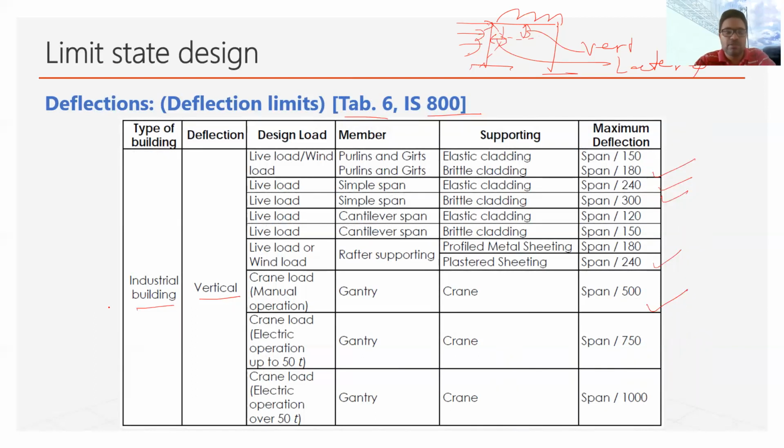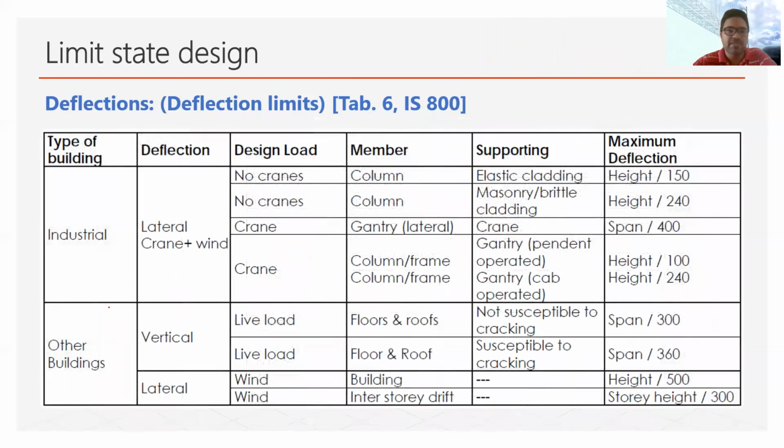Okay. So in an industrial building, for vertical deflection, these are the limits. In case of an industrial building subjected to lateral deflection, the lateral deflection can be due to the crane or due to wind pressure. So for that, there are different deflection limits. These are the deflection limits given for the lateral load. Similarly, for other buildings, vertical and lateral deflection can be this much. So these values are given in Table 6. So you can see that. Okay.